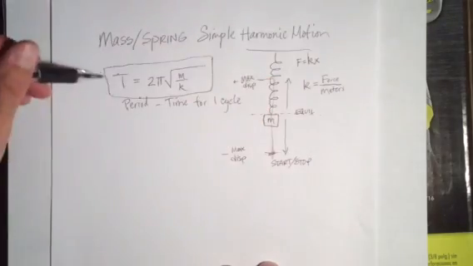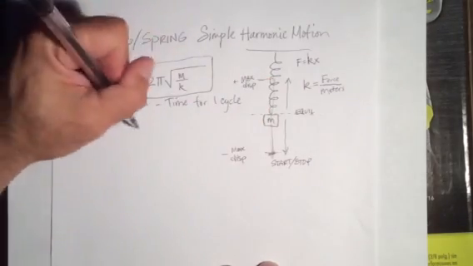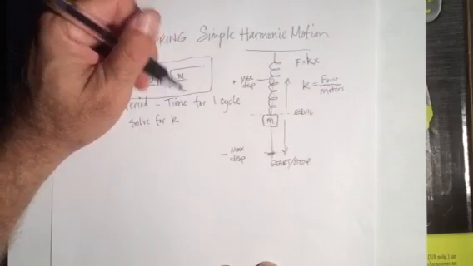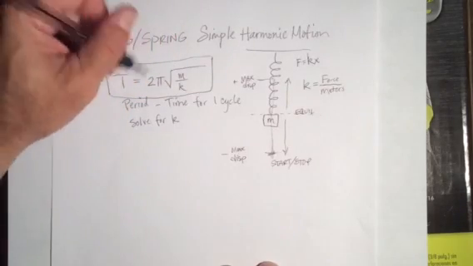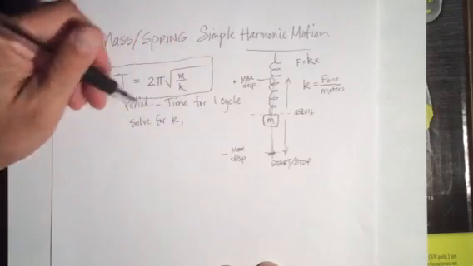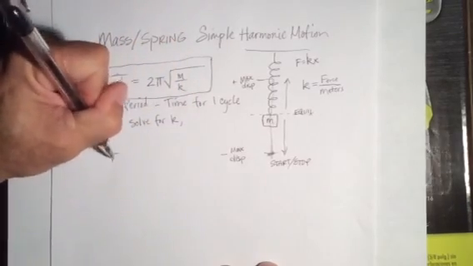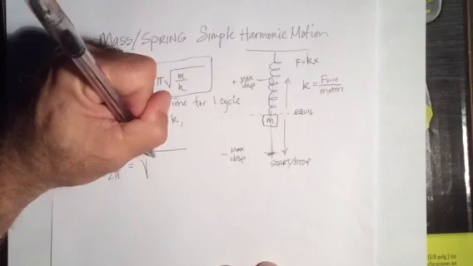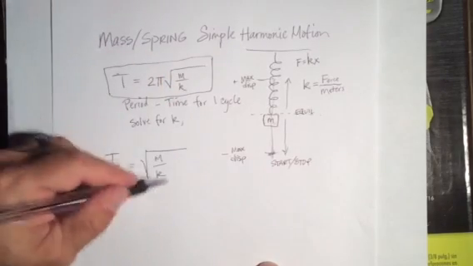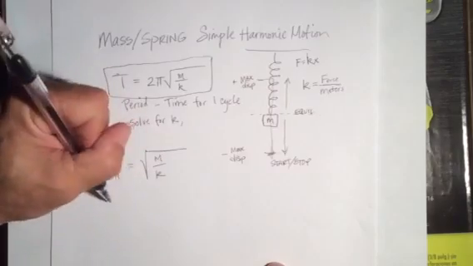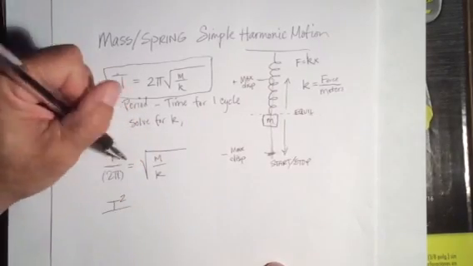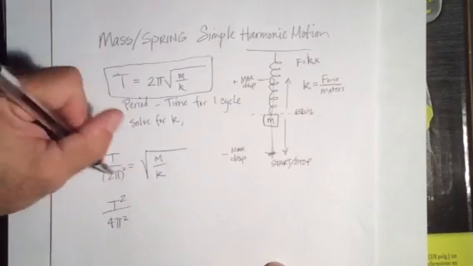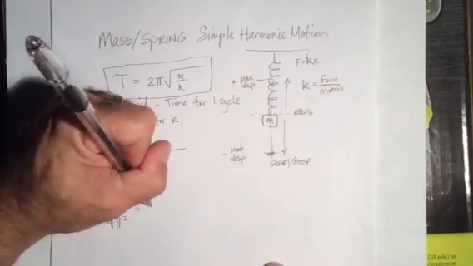So what if we know the mass and the period, and we wanted to solve for K? Let's rearrange the equation. Then T over 2 pi, because we're dividing both sides by 2 pi, equals the square root of mass over K. So we're going to isolate K here. We're going to square both sides, so we get T squared over, remember, 2 pi quantity squared would be 2 squared, which is 4 times pi squared. So that side is squared, equals M over K.